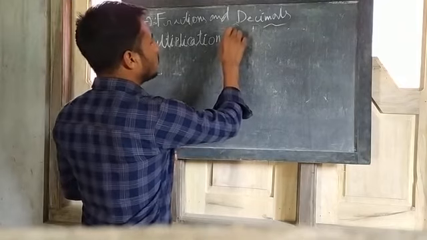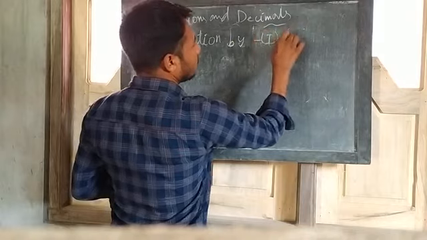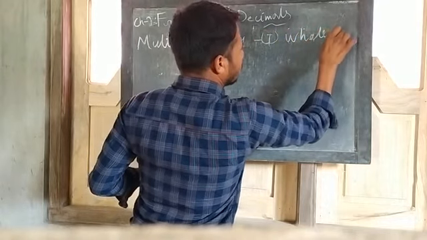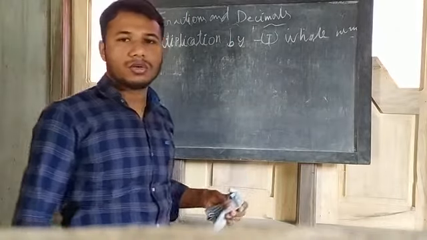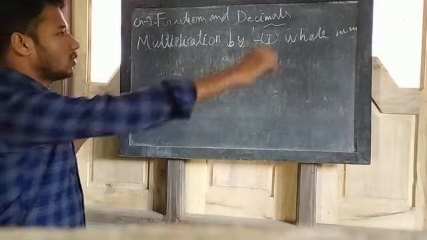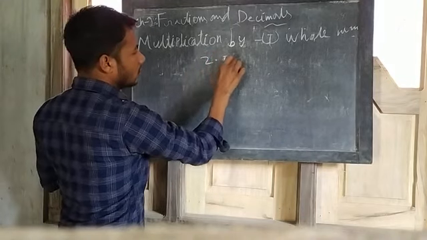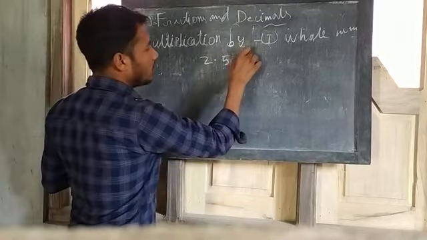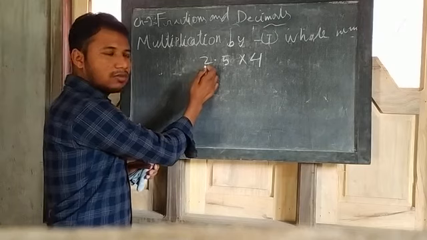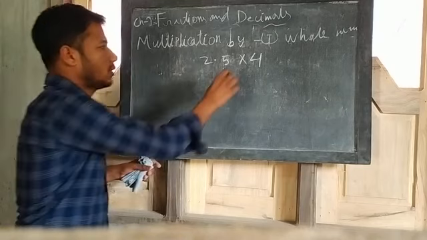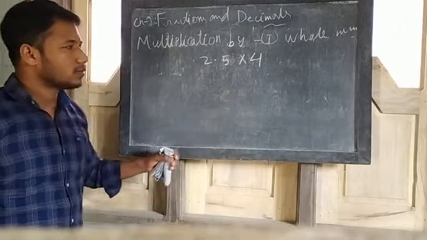So multiplication by case 1, whole number, multiplication by whole number. So here example, this example 2.5 into 4. So this is the decimal number 2.5 into 4, and here how to multiply it?